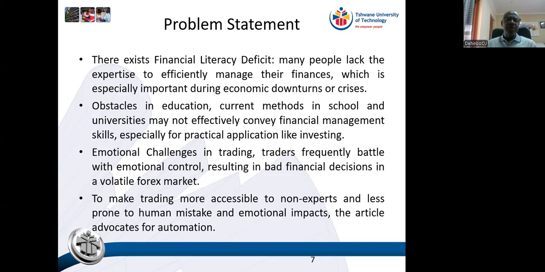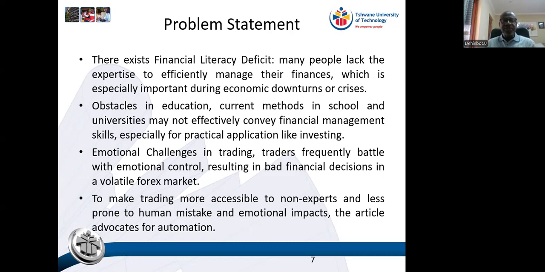However, there are also obstacles in education. Current methods in school may not effectively convey such kind of financial skills. Many universities are not really looking into that kind of area. People are taught things that they are not even sure whether it will be useful in the society. And then the emotional challenge in trading is also something that needs to be addressed, because all those kinds of challenges any trader may have may result in bad financial decisions, and a volatile forex market does not really permit that.